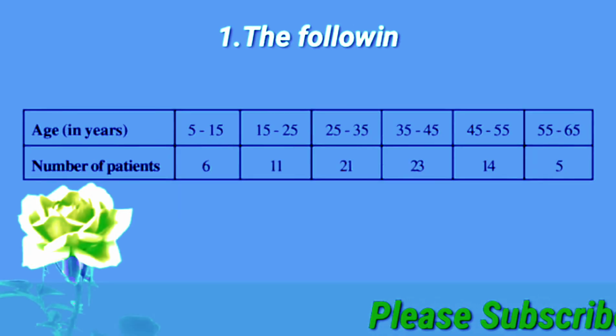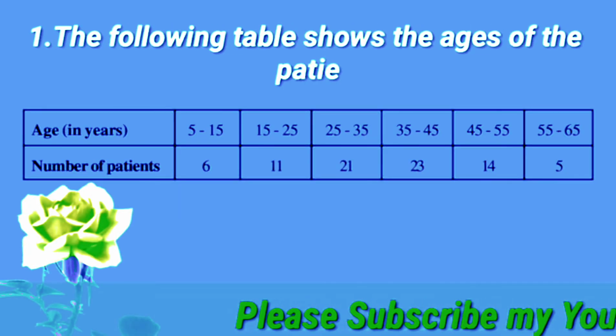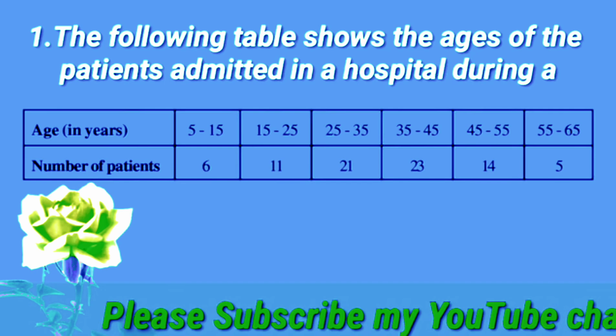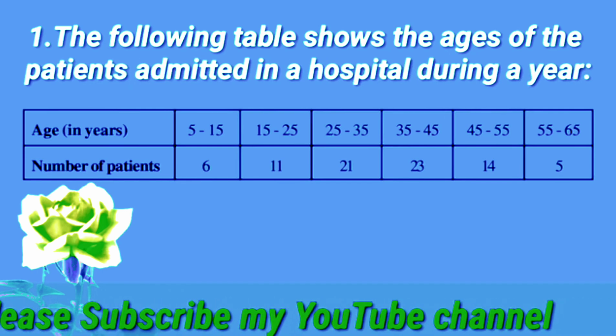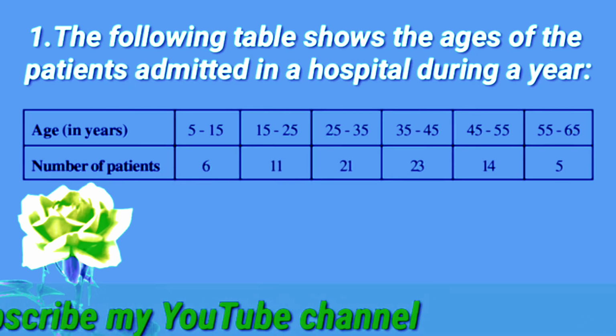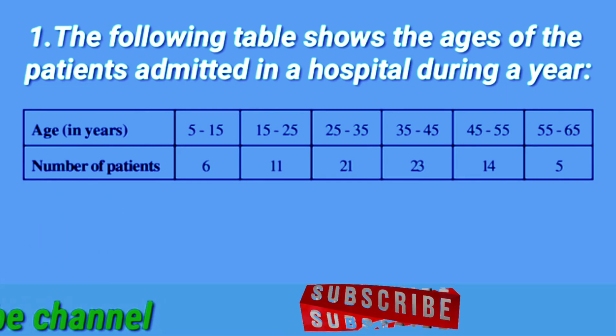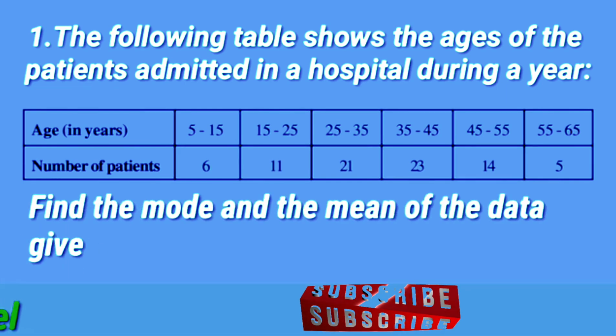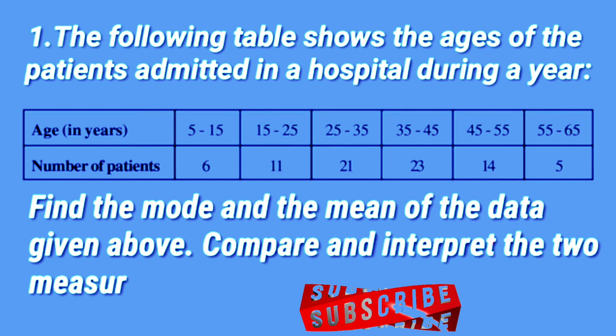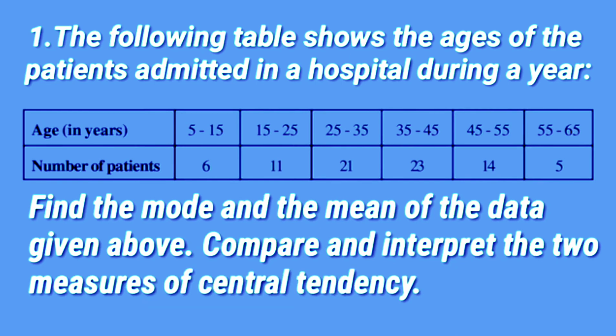The following table shows the ages of the patients admitted in a hospital during a year. Ages 5 to 15, number of patients 6. 15 to 25, 11. 25 to 35, 21. 35 to 45, 23. 45 to 55, 14. 55 to 65, 5. Find the mode and the mean of the data given above. Compare and interpret the two measures of central tendency. So let us solve it.